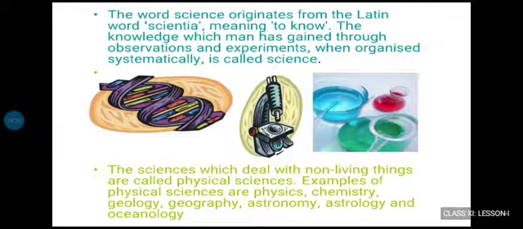The knowledge which man has gained through observations and experiments, when organized systematically, is called science. Science is thus a systematic attempt to understand natural phenomena in as much detail and depth as possible, and use the knowledge so gained to predict, modify, and control phenomena. Science is exploring, experimenting, and predicting from what we see around us. The curiosity to learn about the world, unraveling the secrets of nature, is the first step towards the discovery of science.